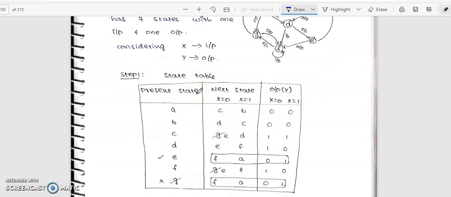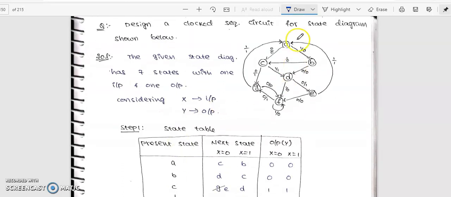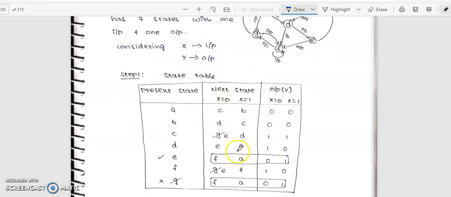First draw the template of the state table. After that, take the states, and according to X: when X is equal to 0, A is going from A to C with output Y equal to 0. And similarly, A is going to B. The state transition is happening from A to B when X is equal to 1 with output Y equal to 0. The same thing you have to reflect here, and so on.